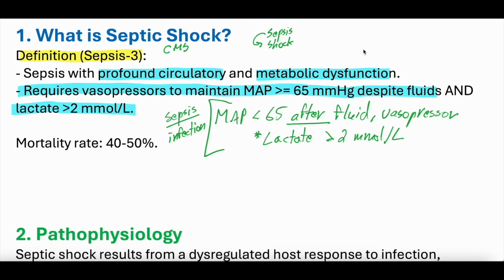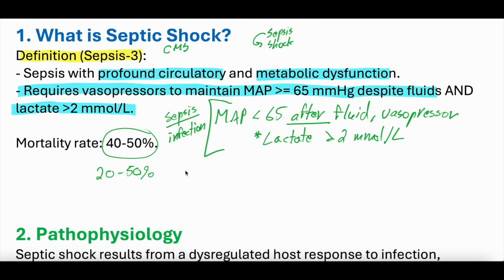If we go to more informal definitions, sepsis with shock is profound circulatory and metabolic dysfunction, right, that can lead to that tissue hypoxia, which can lead to hypotension and shock. The mortality of sepsis is really high. Here we quoted 40 to 50%. You'll see things ranging from 20 to 50%. So the mortality of septic shock is very, very high.